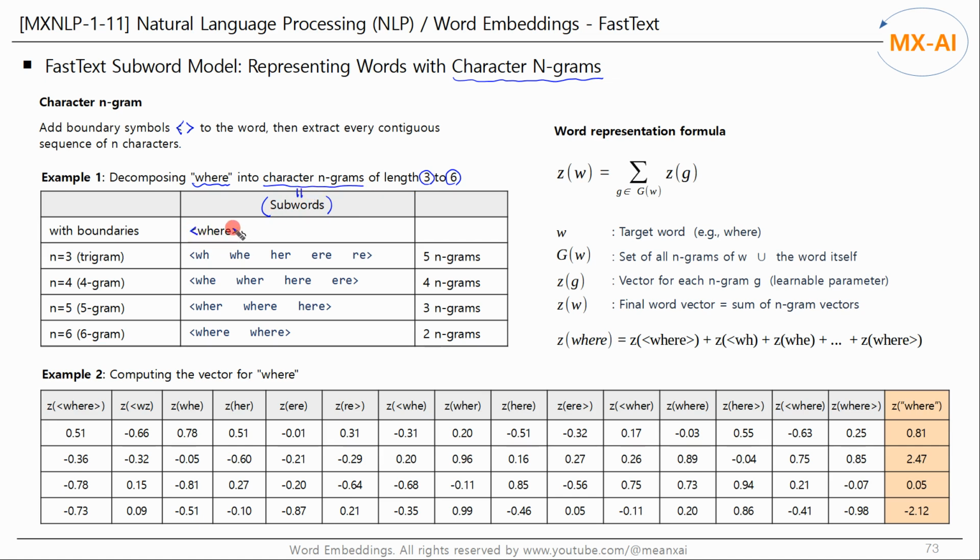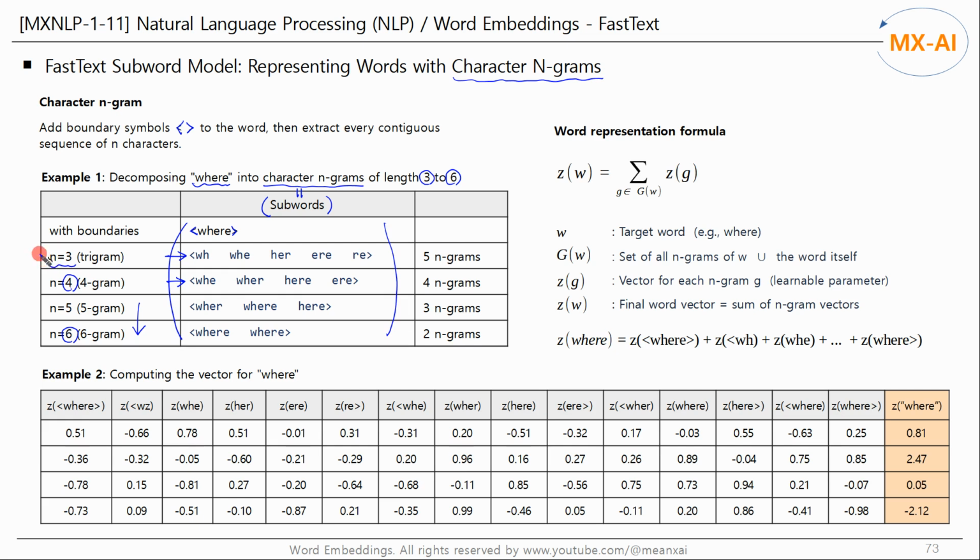First, we add boundary symbols to the word where. Next, we extract all character sequences of length 3. This gives us 5 subwords, as shown below. If we extract character sequences of length 4, we obtain 4 subwords. In the same way, we continue extracting sequences up to length 6. Altogether, we obtain 15 subwords. This entire collection is called the set of character n-grams.